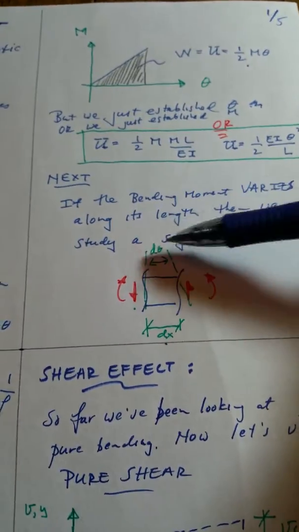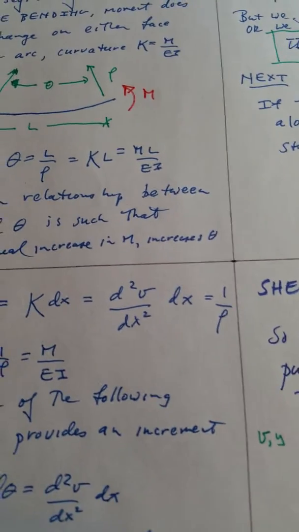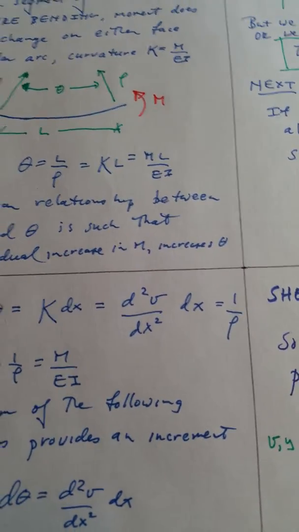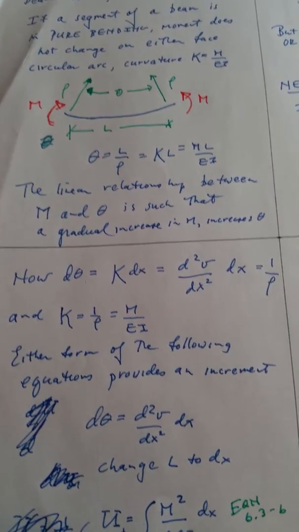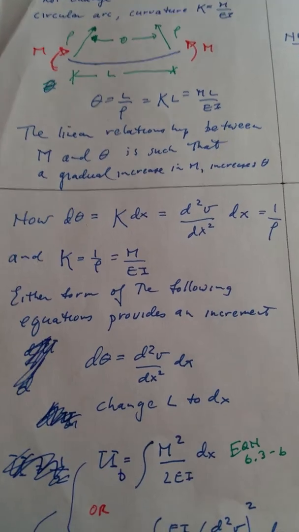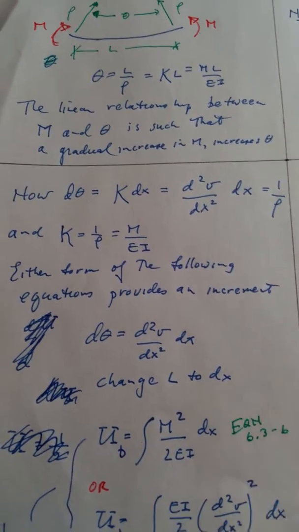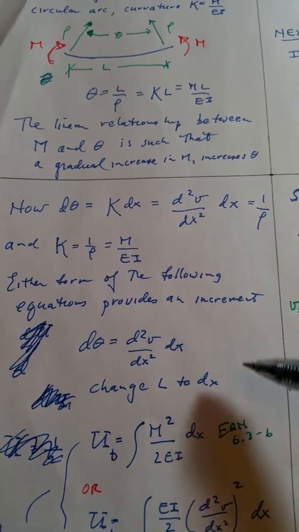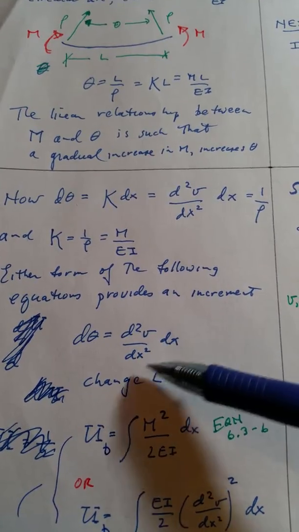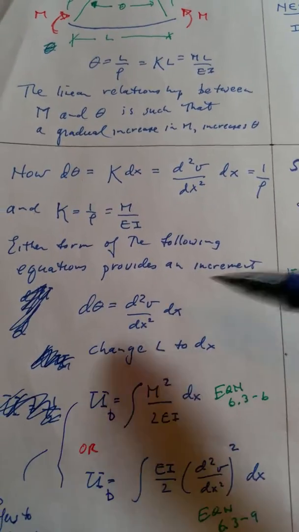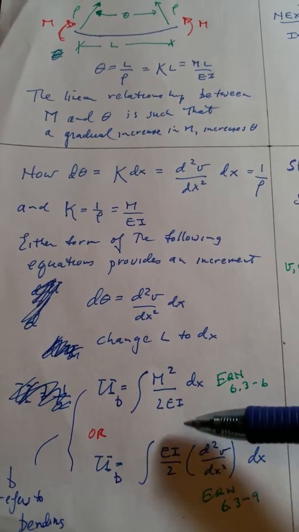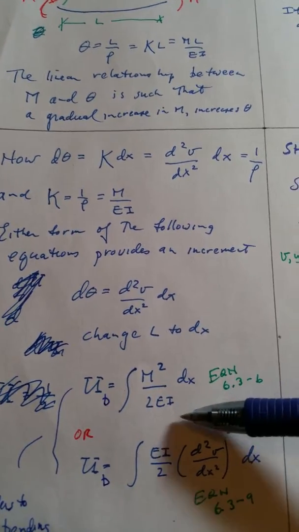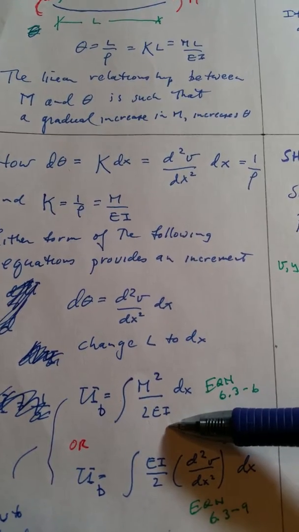We have that segment in here, and that's d squared v dx squared, our kappa, the second derivative of displacement with respect to x. So we can do it a couple of different ways here. We can say that d theta is d squared v dx squared times dx, and this is the first equation for bending strain energy.